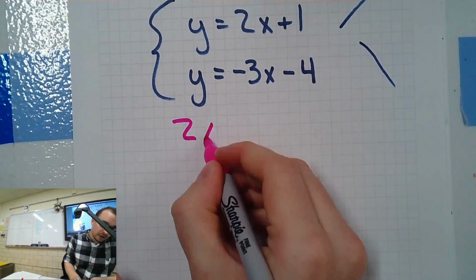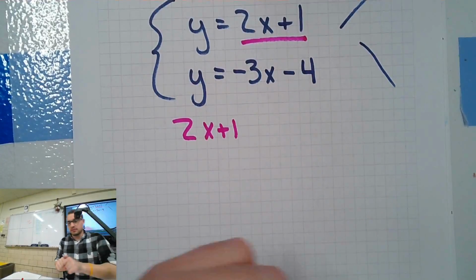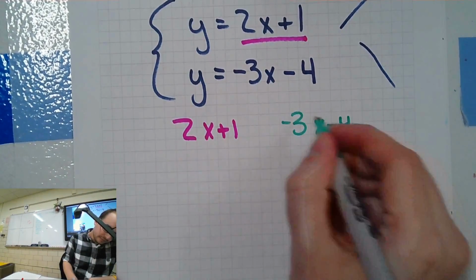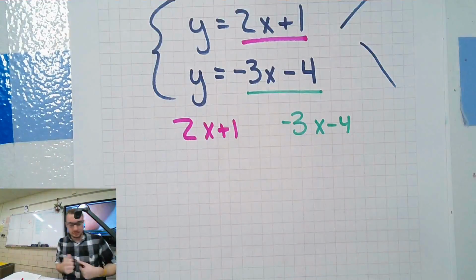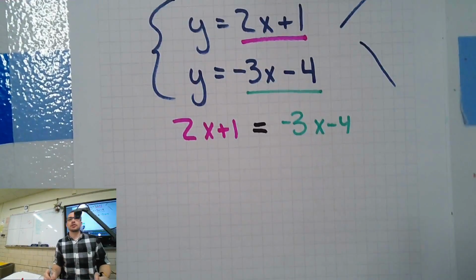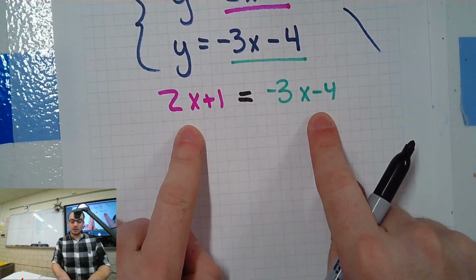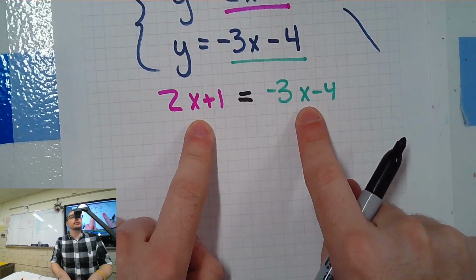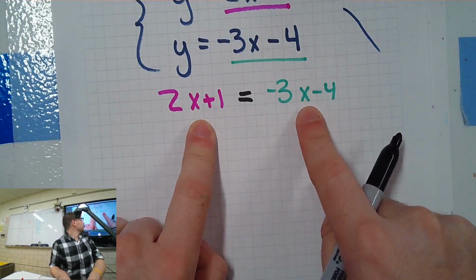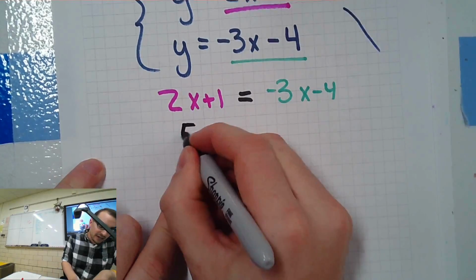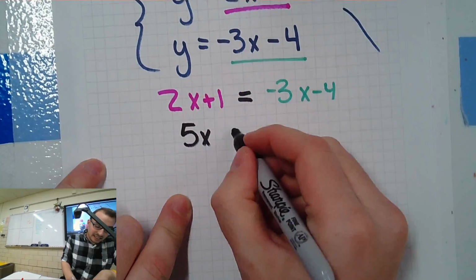So 2x plus 1 should equal -3x minus 4. Where do they equal each other is what I'm asking. I have one equation with one kind of variable, so I can solve that. Let's get our x's together. Terrible idea in real life, great idea in math. I'm going to add 3x over to this side and I get 5x. I'm going to subtract 1 over to this side and I get -5.